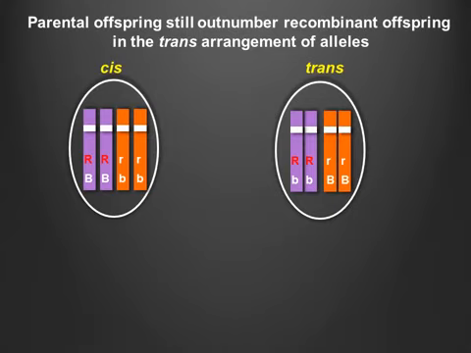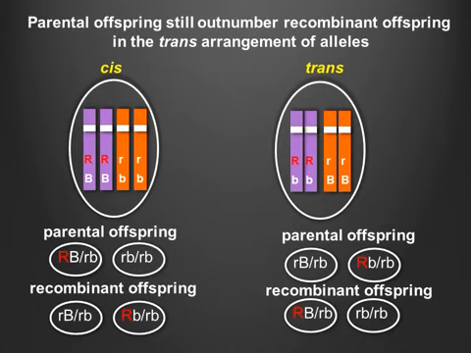Now consider the alternative arrangement of the two genes in the same chromosome. In the trans, or repulsion arrangement, each homolog carries one dominant and one recessive allele. This arrangement is similar to the cis arrangement in that the same four classes of offspring are generated. However, the two classes of offspring that were of the parental type in the cis arrangement are now the recombinant type in the trans arrangement, and vice versa. Nonetheless, whether the alleles are in a cis or trans arrangement, we should still expect the parental offspring to outnumber the recombinant offspring.